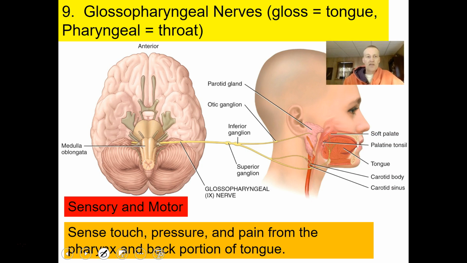So the glossopharyngeal nerve is, so gloss means tongue, pharyngeal means throat. So this is a nerve that has mixed functions, sensory and motor, and it senses touch pressure and pain from the pharynx and back portion of the tongue. So it does have some motor control as well, but mainly touch pressure and pain.